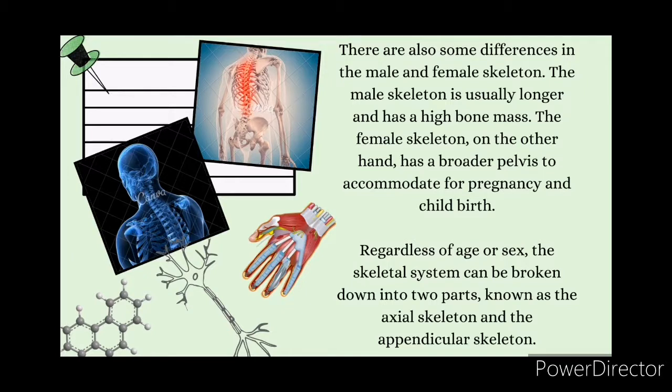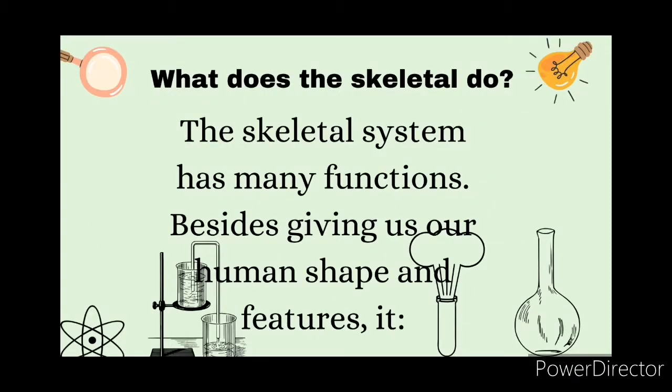Regardless of our age or sex, the skeletal system can be broken down into two parts, which is axial skeleton and appendicular skeleton. When we say axial skeleton, it consists of the brain case or cranium and the backbone and ribs. Sa madaling salita, pinoprotektahan nito ang ating central nervous system. Kapag sinabi namang appendicular skeleton, ito ay nagko-consist ng 126 bones. At nahahati ito sa dalawang parte na kung tawagin natin na upper and lower extremities, which include the shoulder girdle and pelvis.